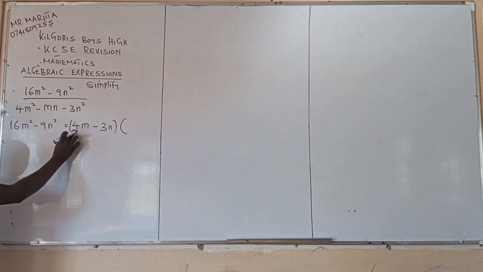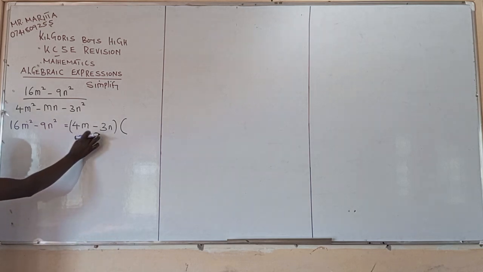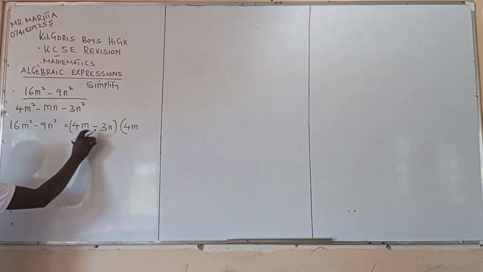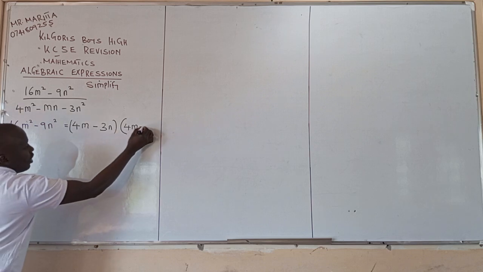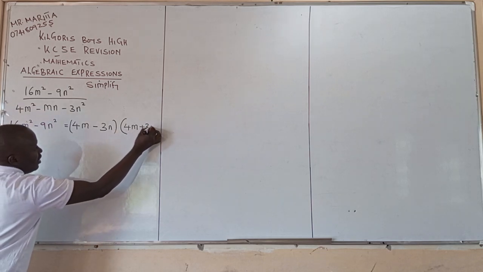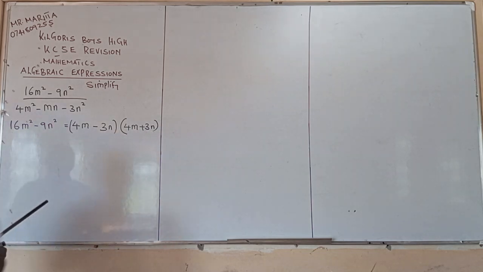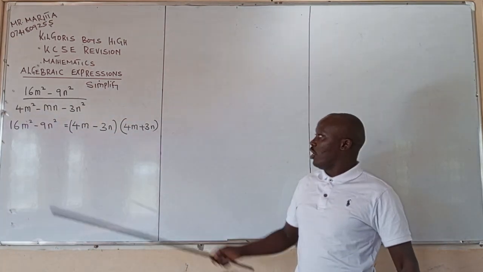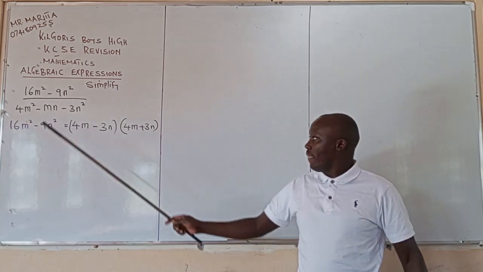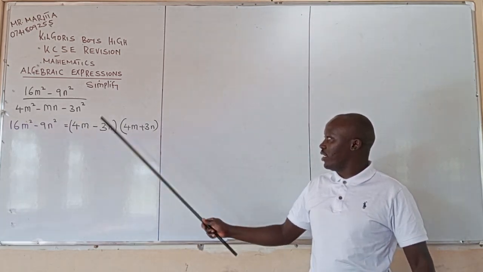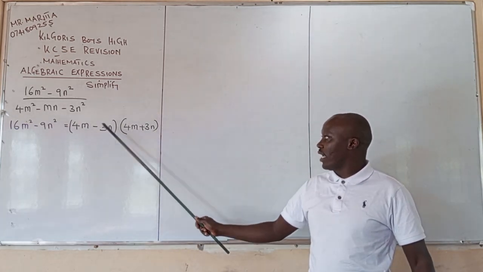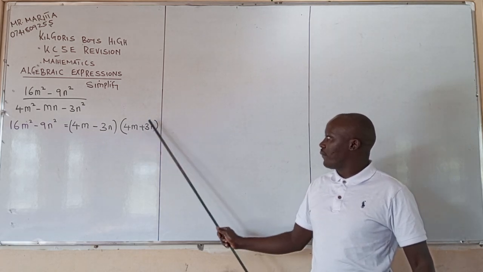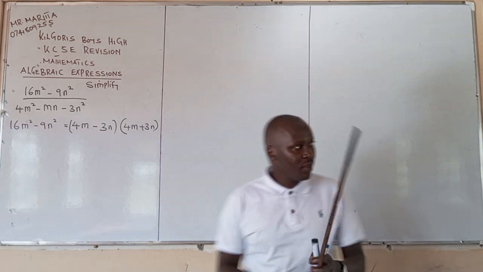You close the bracket, you open another bracket, you write the same. Here we have 4m minus 3n. So we have this is 4m, but in this case you change the sign here, so we have this one as an addition, 3n. If you simplify this one, it will give us this answer. So 16m squared minus 9n squared is simply bracket 4m minus 3n into bracket 4m plus 3n.